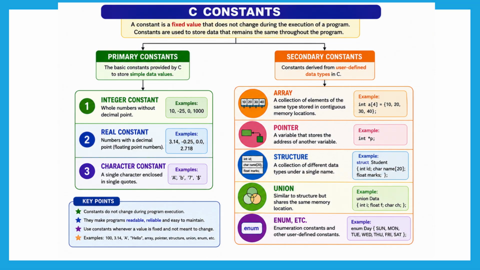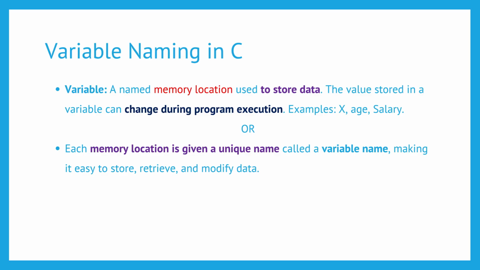Another important thing is variable naming in C, which is followed by every high-level programming language. Variable: a named memory location used to store data. The value stored in a variable can change during program execution. Examples: X, age, salary. Each memory location is given a unique name called a variable name, making it easy to store, retrieve, and modify data.